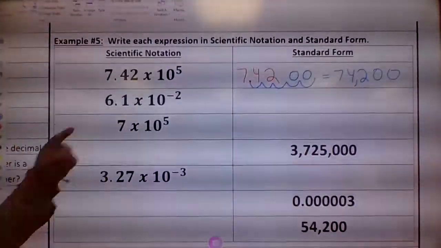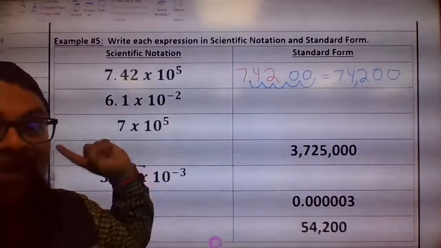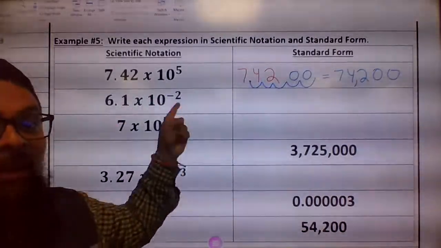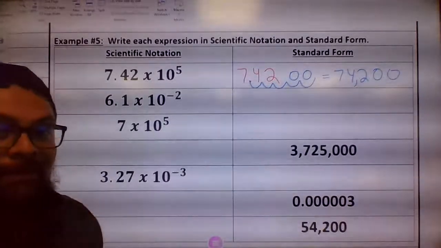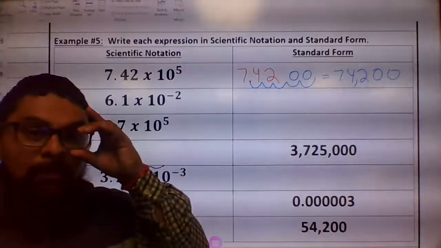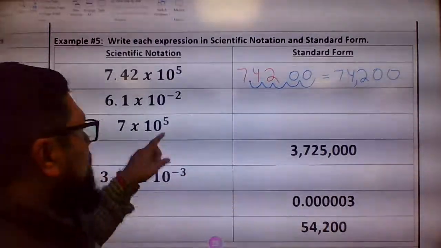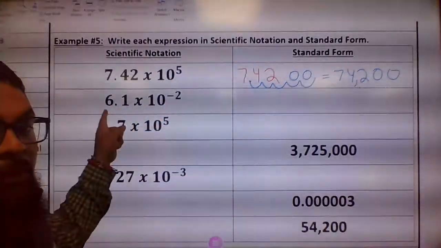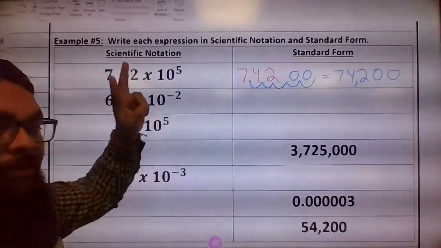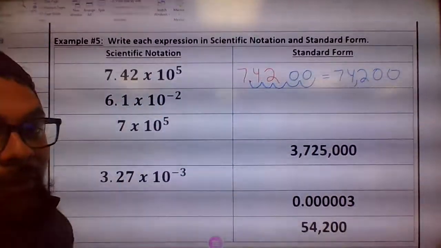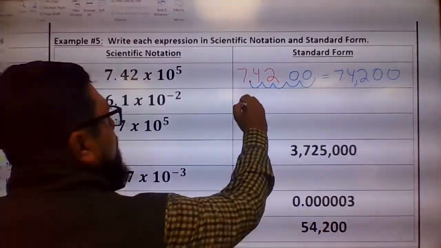All right, the next one is 6.1 times 10 to the negative 2. Now, this is a negative 2, okay? So instead of to the right, you're going to move to the left, just like we did in that example of the coronavirus. Step 1 is already done for you. It's between 1 and 10. And step 2 means we're going to write it without the power. So it's going to be 6.1.